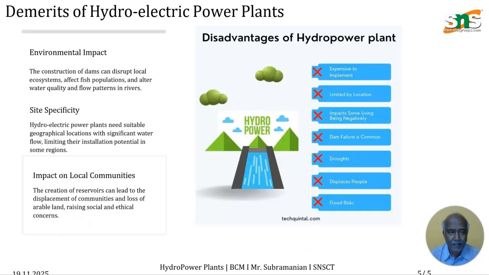And what are the demerits? First, the environmental impact. Damming concerns, or any dam leakage, can cause severe damage, and the site is specific, since water must be stored over a huge area. There is also an impact on local communities: reservoirs can lead to displacement of communities, loss of arable land, and social and ethical issues. These are some of the disadvantages of hydropower plants.